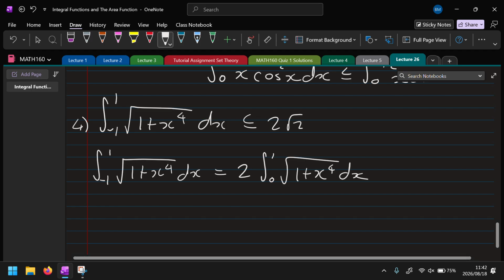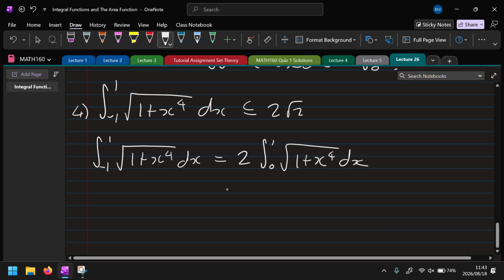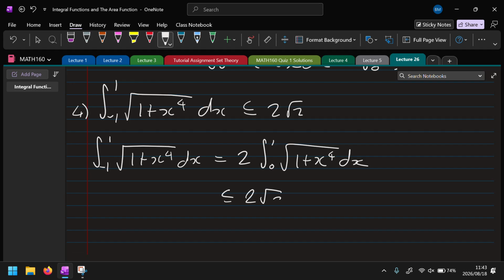Pretty easy. Now, on this interval 0 to 1, this integrand, the function root 1 plus x to the 4, will have a maximum value. A continuous function on a closed interval must have a maximum value. What will that be? Square root of 2. Yeah, you just substitute 1. You get root 2. So on this closed interval, it has a maximum value of root 2. So we can replace the integral with the maximum value. But it won't be equal anymore. It will be less than or equal to. Yeah, very easy.